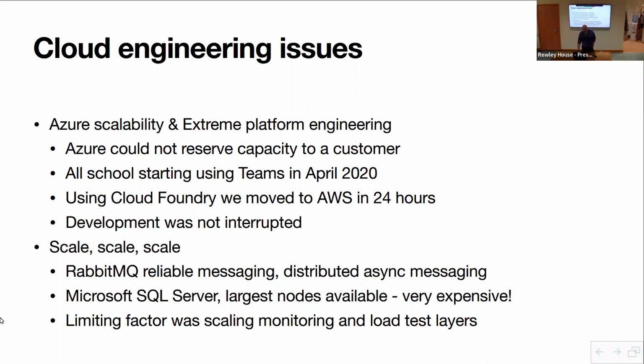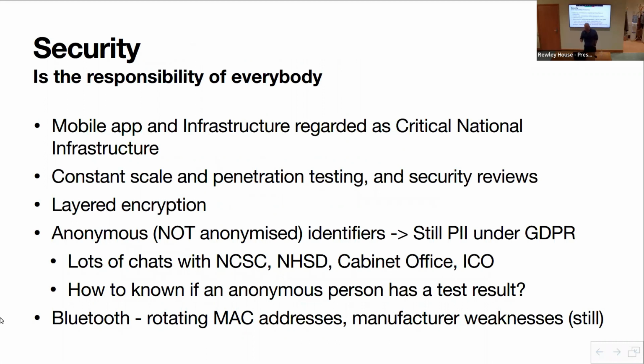And the limiting factor we had, weirdly, was scaling the monitoring and the load test layers to push enough load through it like a real launch would have. And then security is the responsibility of everybody. I've worked in a lot of secure environments. So the mobile app and the infrastructure, the back end, is regarded as critical national infrastructure. It made the list. I was like, oh, on that list, that's quite nice. And then I went, no, actually, that's really bad because I have to go in lots more meetings. So we had red team exercises, external consultants, NCSC doing interesting things, lots of penetration testing, lots of manual security reviews, layers upon layers of encryption, more than you would do on a normal web service.